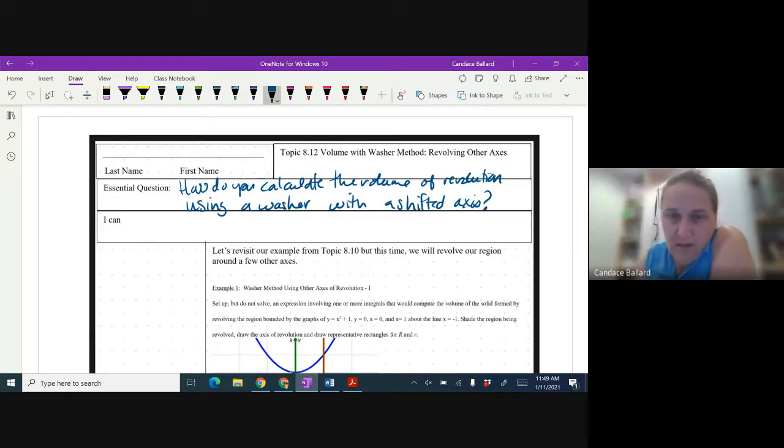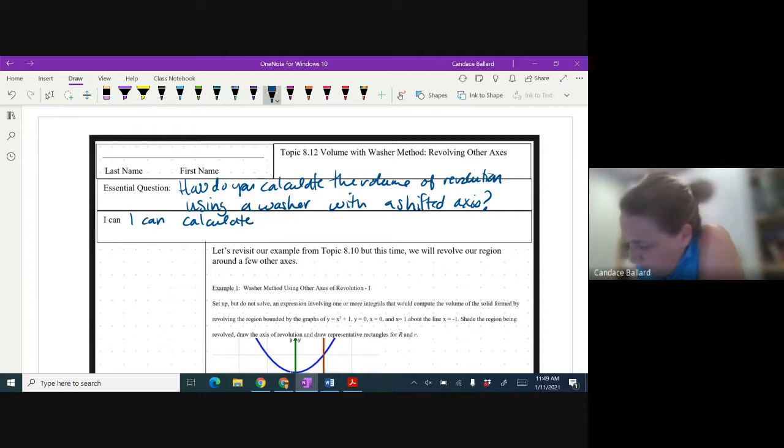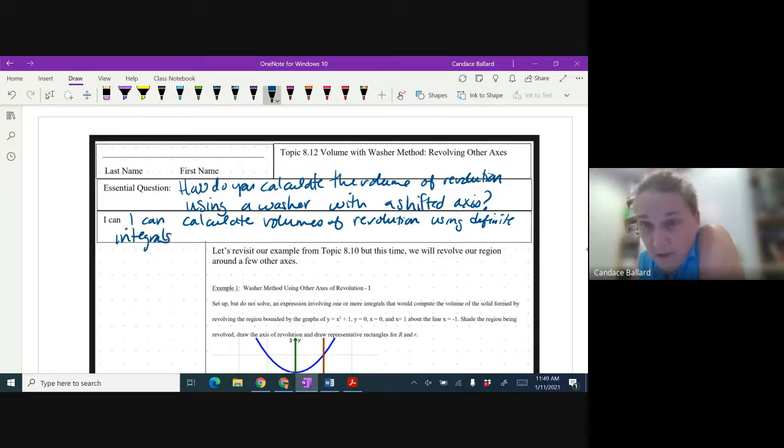Okay. And then your I can statement is, I can calculate volumes of revolution using definite integrals and the washer method and a shifted axis of revolution.